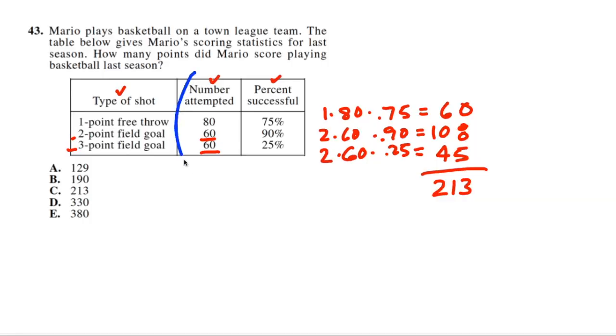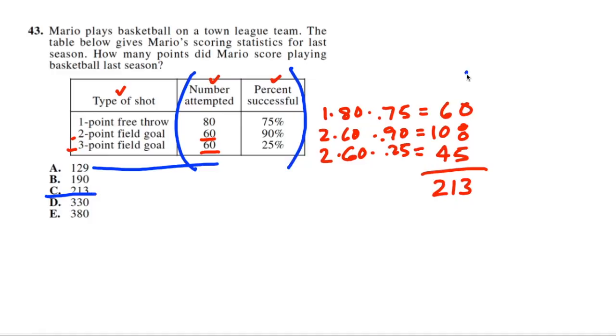The biggest mistake that students make is they just multiply the number of attempts times the percent successful and add them up, and that gives us 129, the wrong answer. The correct answer is 213. Now this is a hard problem, and notice one thing. The answer choices, as we're about to add them up, end in 0, 8, and 5. 8 plus 5 is 13. The answer has to end in 3. The only answer choice that ends in 3 is C, 213.